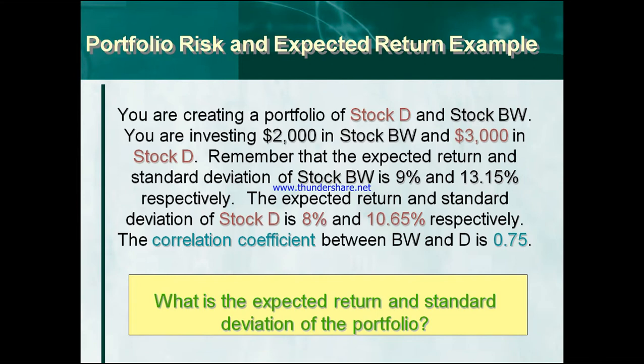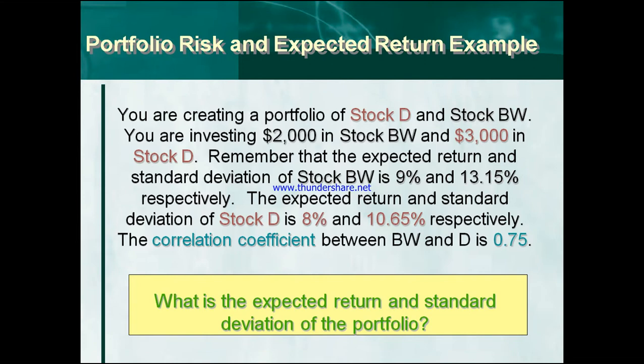For example, portfolio risk and expected returns: you are creating a portfolio of stock D and stock BW. You are investing $2,000 in the stock of BW and $3,000 in stock D. Remember that the expected return and the standard deviation of the stock of BW are 9% and 30.5% respectively. The expected return and the standard deviation of stock D are 8% and 10.65% respectively. The correlation coefficient between BW and D is 0.75.